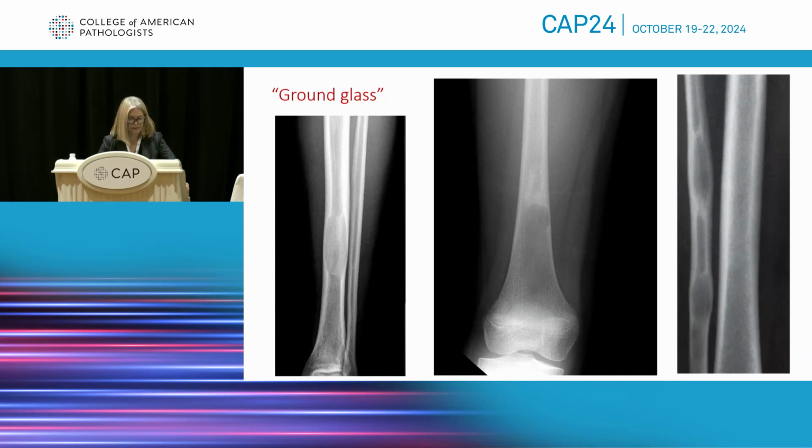What about texture? So ground glass. Of course, associated with fibrous dysplasia. And I don't know what ground glass is supposed to look like, but to me, when I hear this, I think of a hazy looking appearance, or even fuzzy looking appearance to the bone.